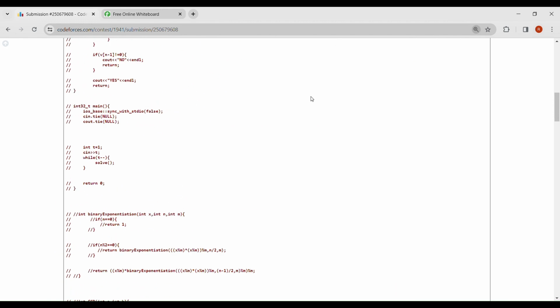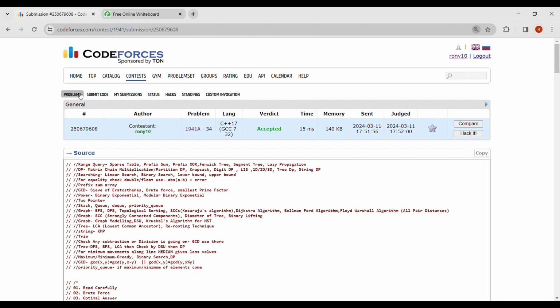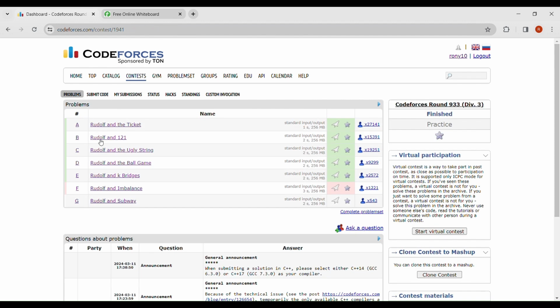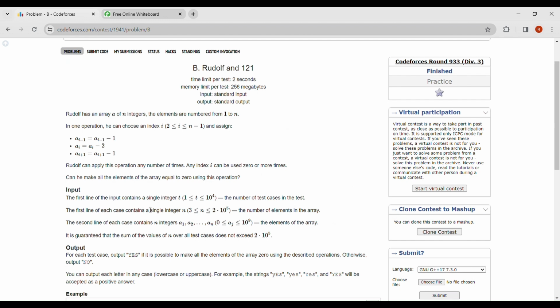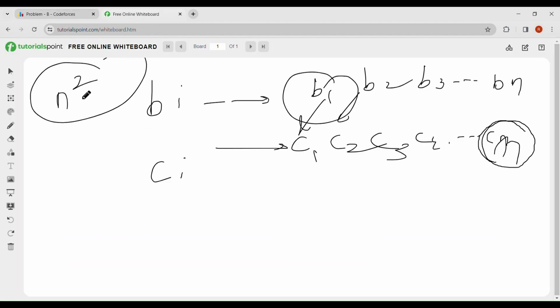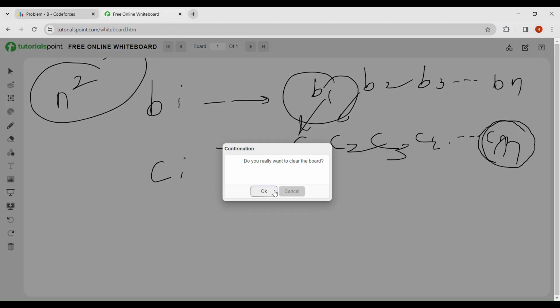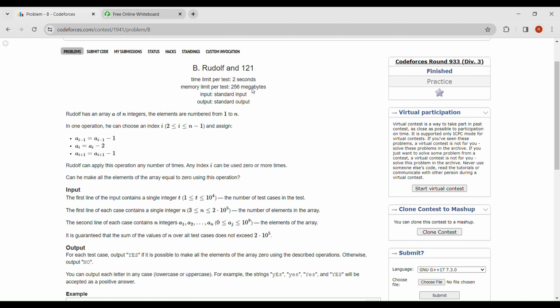Now we will go to the second question. I guess there will be no doubt because it is a very easy question. Many people solved that question. So in the second question, Rudolf and the... B question, 1 to 1.